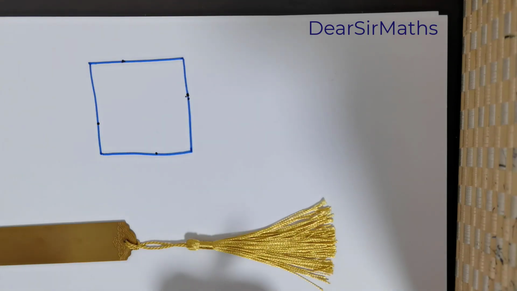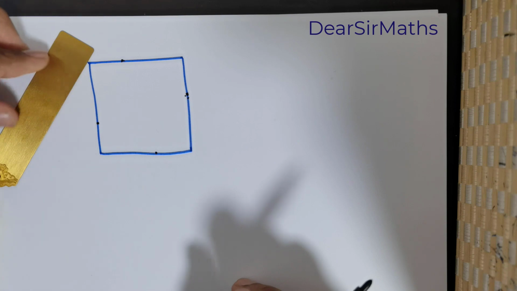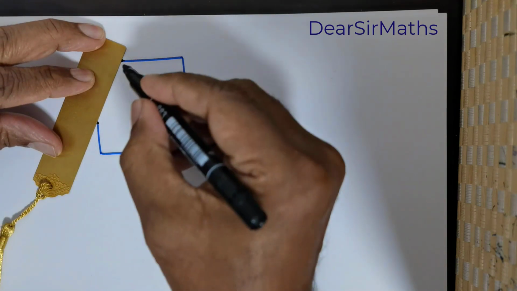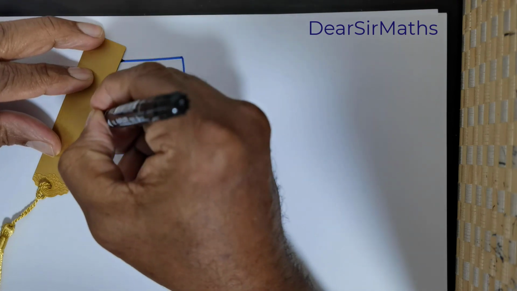Welcome students, we've been given a beautiful question. Now we got a square. Now within the square there is another square that has been embedded. So let me draw that square.